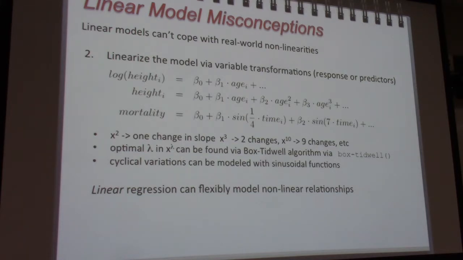It requires some judgment and familiarity, but there's even an algorithm where you can ask the computer to say, okay, I have x, find me the power lambda that will transform x so that the relationship will then be linear. You can just say Box-Tidwell, give it the model you want, and it'll give you the power for you. If we have time, I'll show you how to use that. But this is not an obstacle. So the take-home message: linear regression can flexibly model nonlinear relationships.